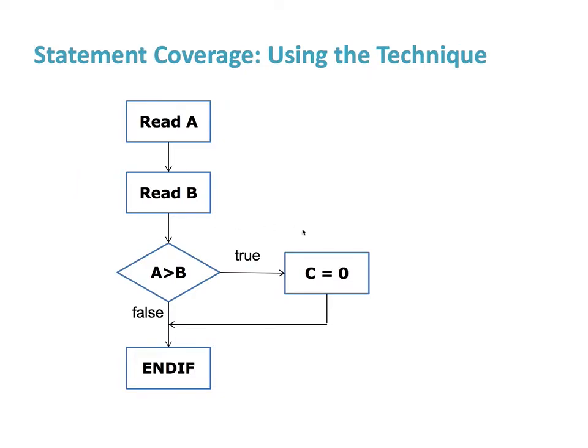So we have our instructions in the rectangular shapes, reading A, reading B. We've got our only decision inside our diamond, so the if statement, evaluating if A is greater than B. If it's true, then we'll have C is equal to 0. If it's false, then we do nothing, and it leads into the end if itself. So remember, our target here is to test every single line of code, or in flowchart terms, make sure that we step into every single shape to achieve 100% statement coverage.